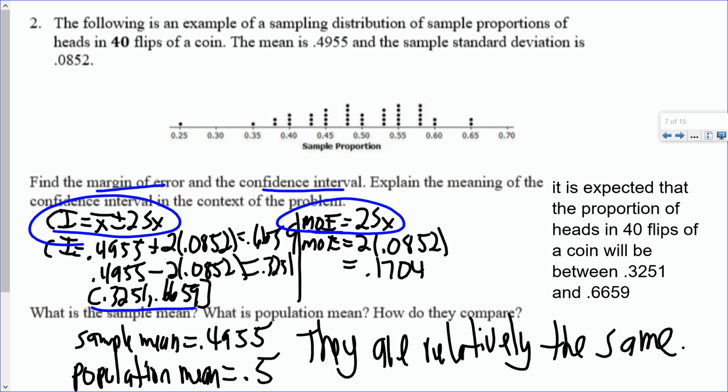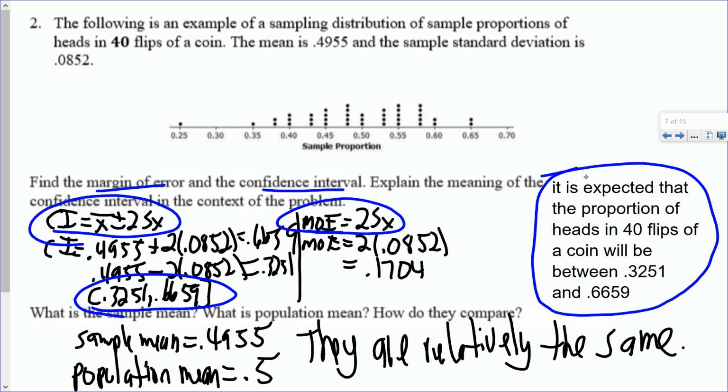The confidence interval gives you the range of expected values, so it's expected that the proportion of heads in 40 coin flips will be between 0.3251 and 0.6659. So if you flipped a coin 40 times right now, I'd expect you to get a proportion between those two values. The sample mean is the mean of the sample, which it gave us. The population mean: if I'm flipping a coin, 1 out of 2 are heads, so the population mean is 0.5, and the sample mean should be approximately the same as the population mean.